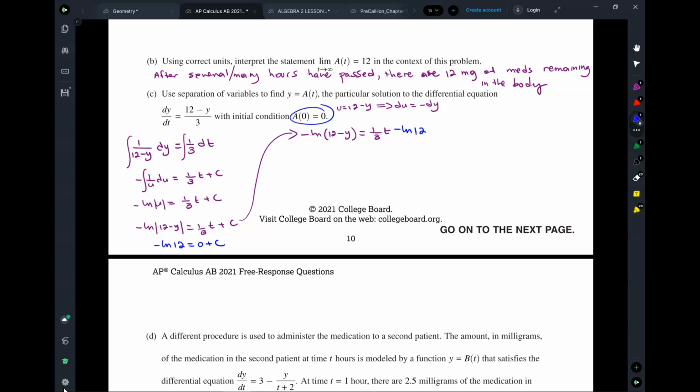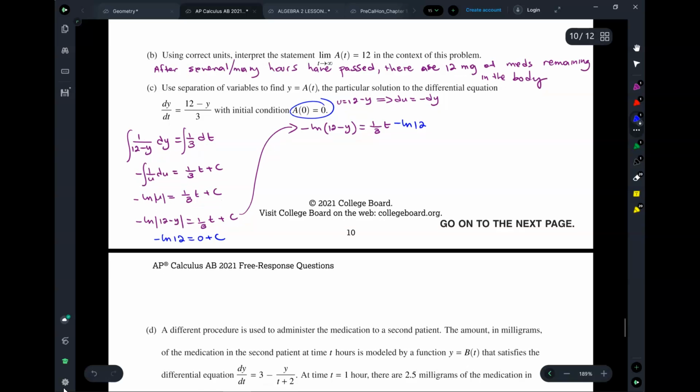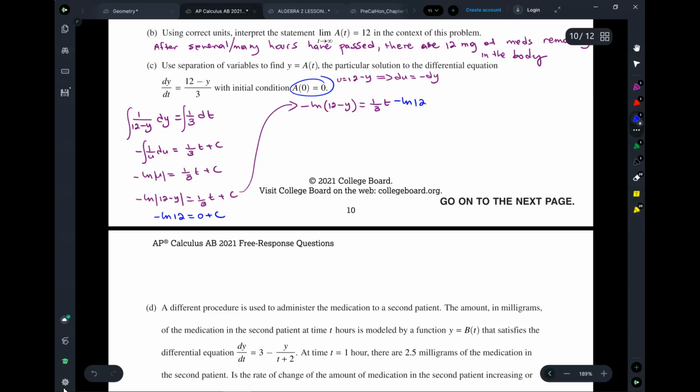Okay, and so look at what I did here. You had 12 minus y inside your ln, but this is happening when y is 0. That means the stuff inside the ln is going to be a positive 12, so I no longer need the absolute values. I can take them out. Now multiply through by a negative. So I get ln of 12 minus y is equal to, these are going to be minus and plus, so it's going to be ln of 12 minus 1 over 3t.